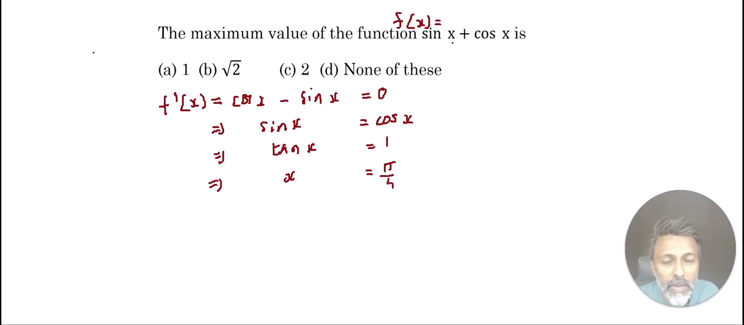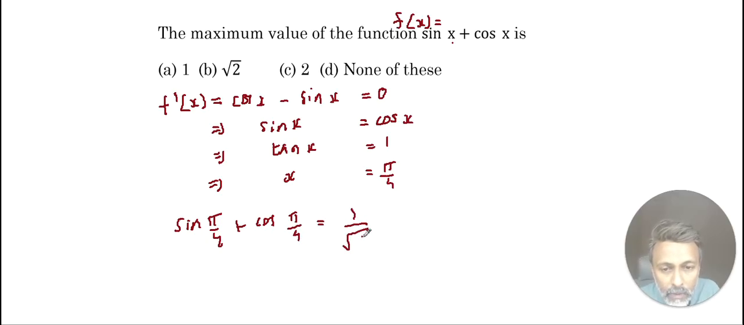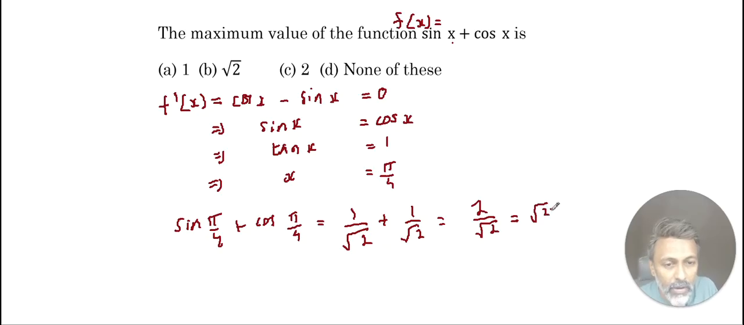Let's substitute pi by 4 in place of x here. That is, f of pi by 4 will be sin pi by 4 plus cos pi by 4, which is equal to 1 upon root 2 plus 1 upon root 2, which is further equal to 2 upon root 2. And on rationalizing, or this is easy for you all, this is simply root 2. We mark option B. You can also remember that the maximum value of the function sin x plus cos x is root 2.